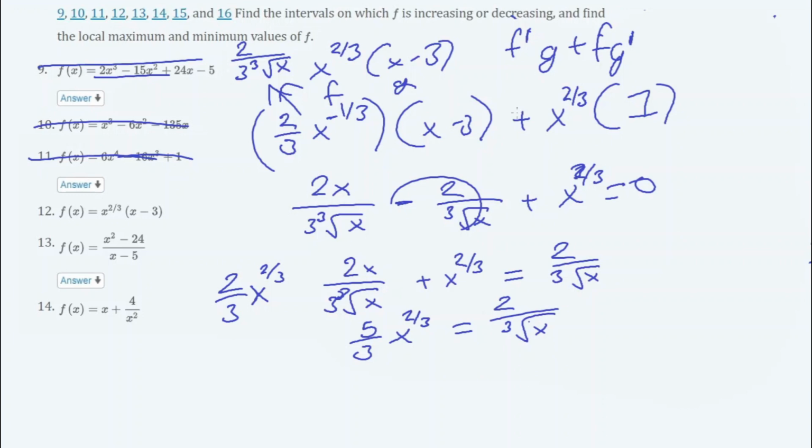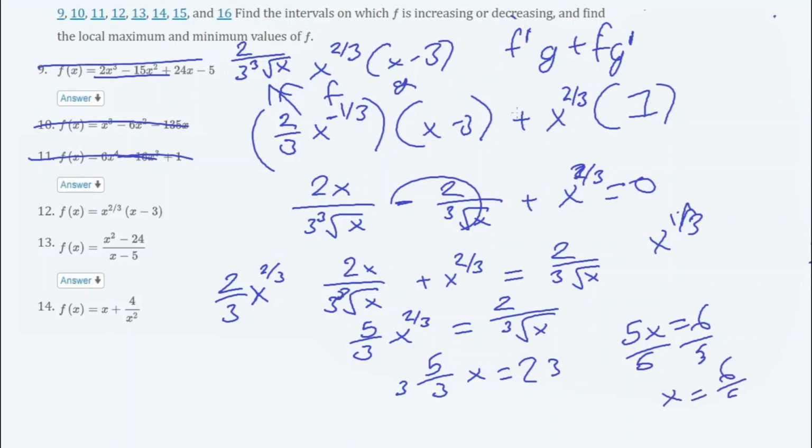And now what we could do is multiply the cube root of x to the other side. The cube root of x is just x to the 1/3 power. So we multiply to the other side, and we're going to have 5 over 3 x is equal to 2. Now let's multiply the 3 to the other side, so we're going to have 5x is equal to 6. And we divide by 5 on both sides. We're going to have x is equal to 6 over 5. And so x equals 6 over 5 is our only horizontal tangent on this graph.